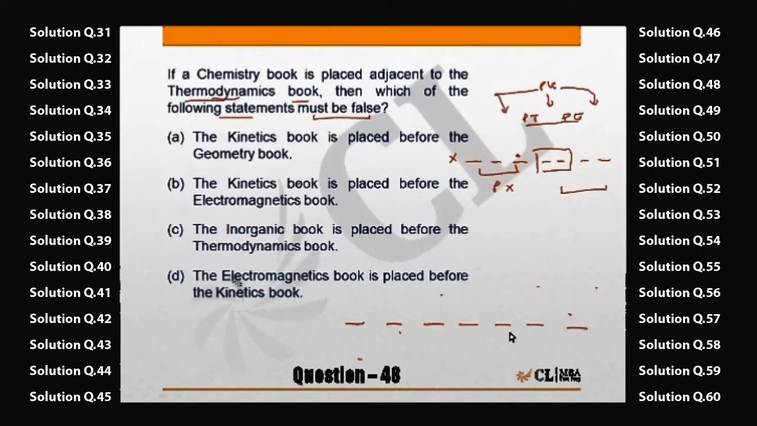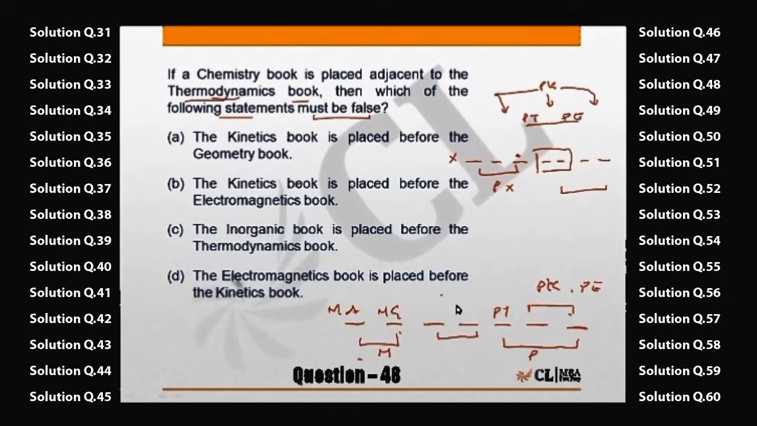The chemistry books have to be in the end. The physics books have to be in the end. Maths books have to be in the beginning. So we have algebra book first, then the geometry book. The thermodynamics book has to be adjacent to a chemistry book, so thermodynamics will come here. And these two positions can be taken by either the kinetic book or by the electromagnetics. So kinetics could come here or here, and similarly electromagnetic could come in any of these positions.